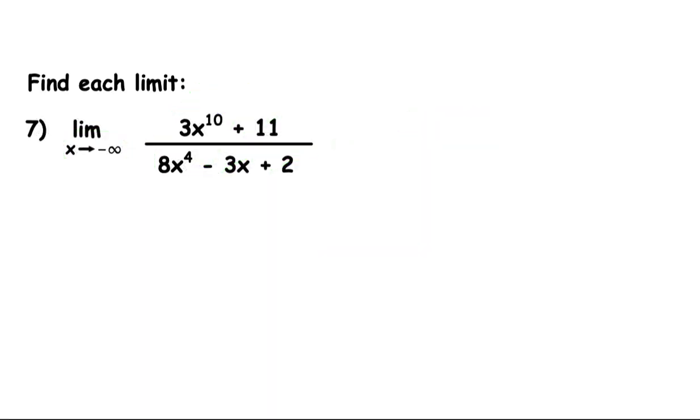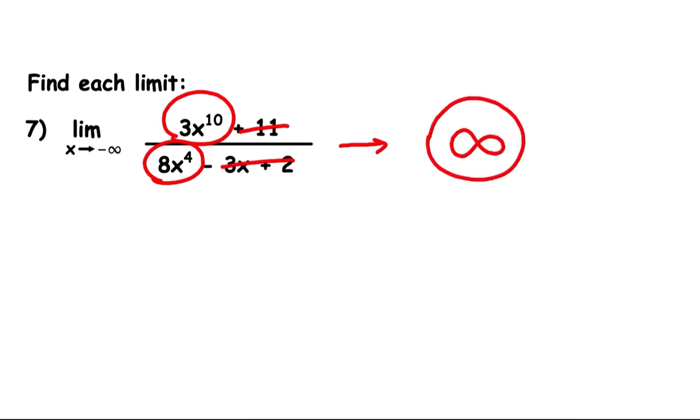In fact, here's a perfect example of that. We have 3x to the 10th over 8x to the 4th. Obviously, we don't need this part of the problem if you're heading to negative infinity. 10 minus 4 is 6. If you strip this down, there would be 6 negative signs in the numerator. That's an even number of negative signs. So even though you're heading towards negative infinity, this limit is going to be positive infinity.